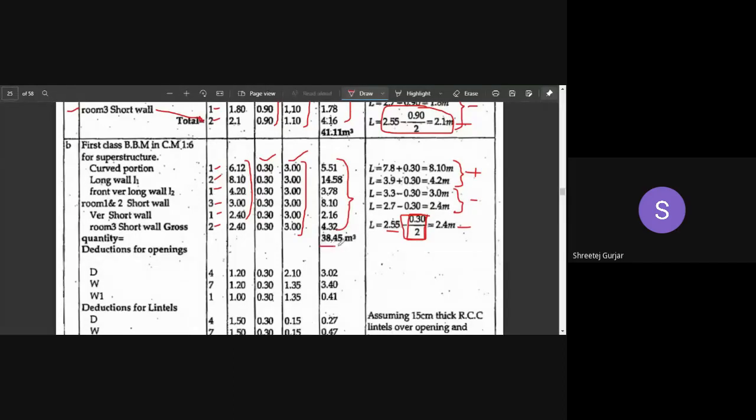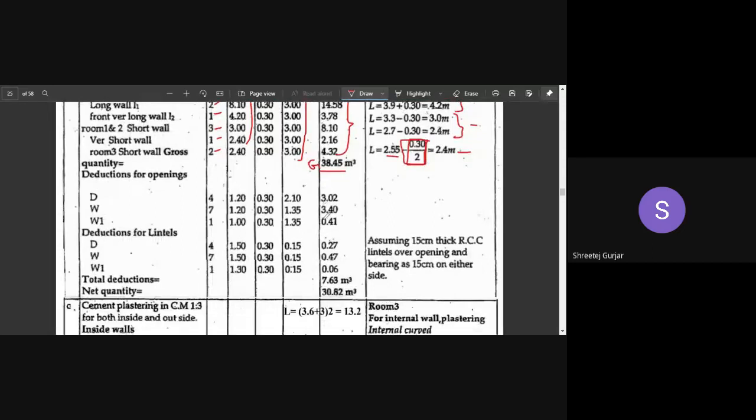So it is coming up to 38.48. So this is your gross quantity G. Okay, gross quantity. So coming to deductions, for deductions we use the same method which we adopted in the previous numerical. Using the same method, we have to calculate the deductions.